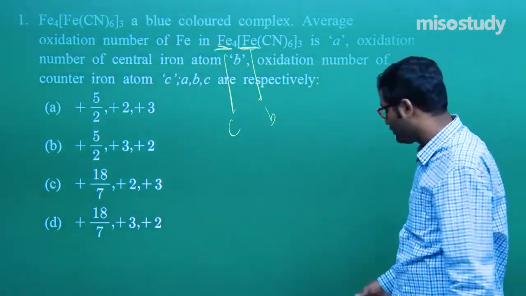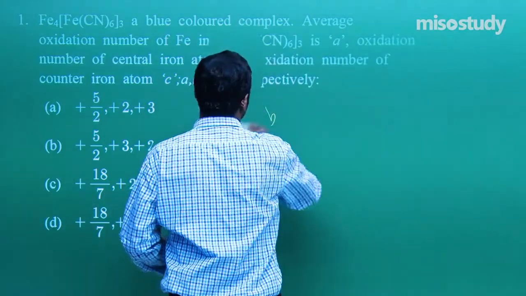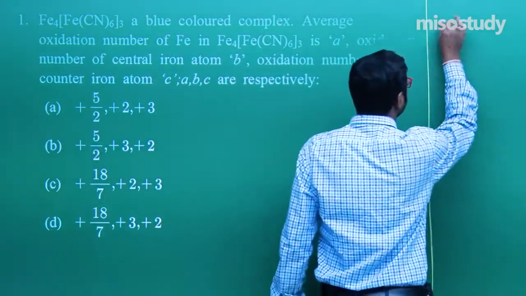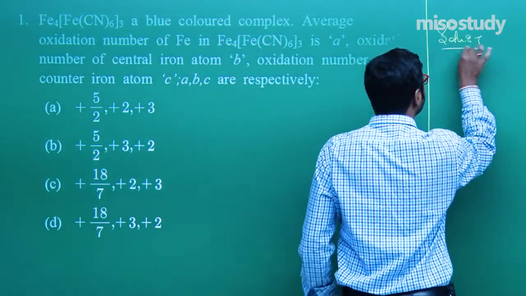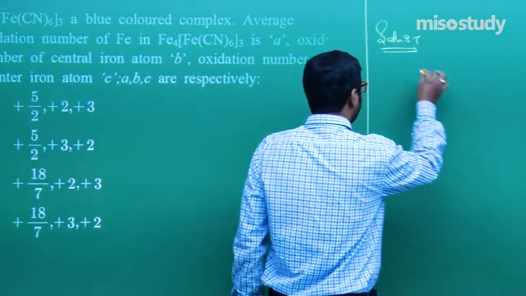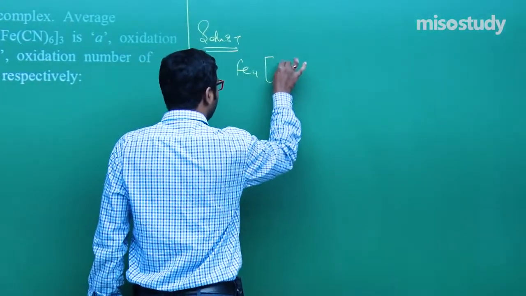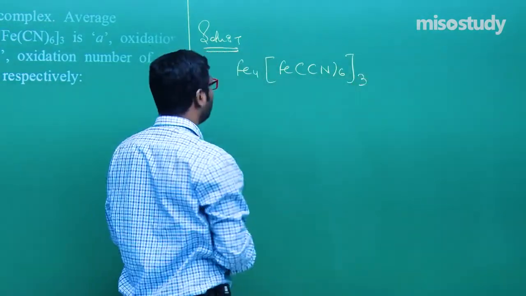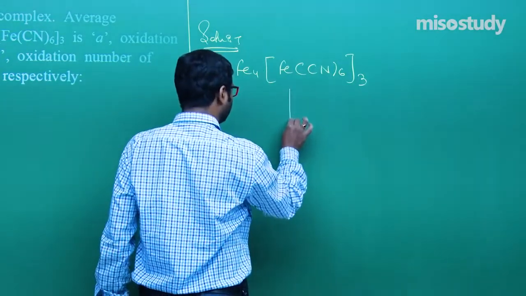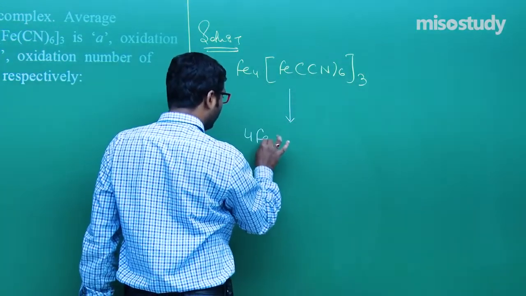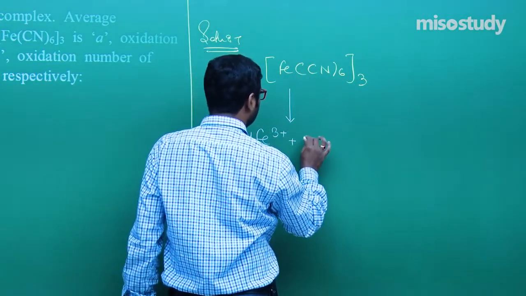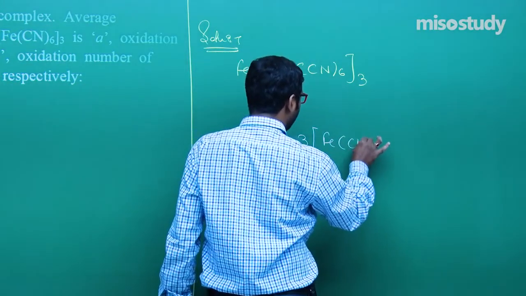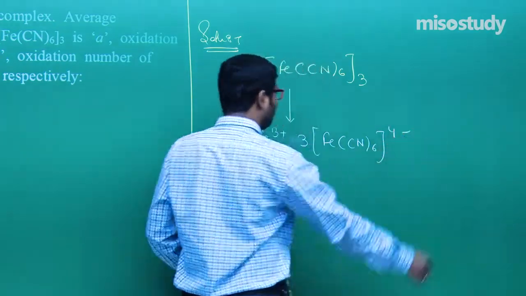So let's start how to solve the question. I'm giving you a detailed solution, then we'll discuss the answer. Now let's move here. Solution of this question, look at what I'm telling, listen carefully. The compound here is Fe4[Fe(CN)6]3. This is the compound. Now it will dissociate like this: 4Fe3+ and 3[Fe(CN)6]4-. You need not write the plus, you can write like this. This is the simple case.